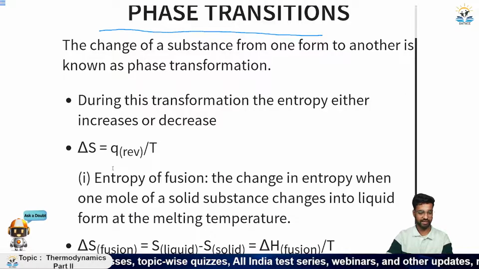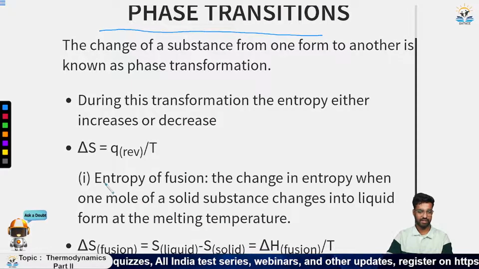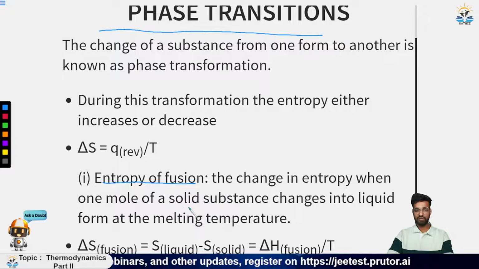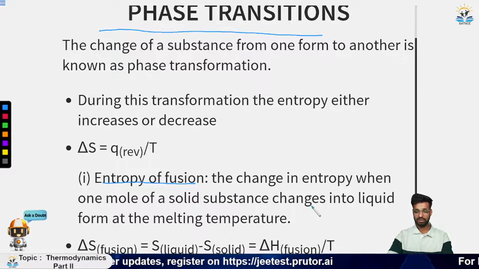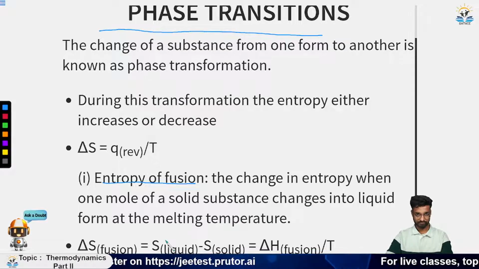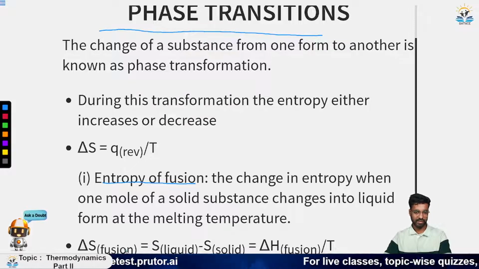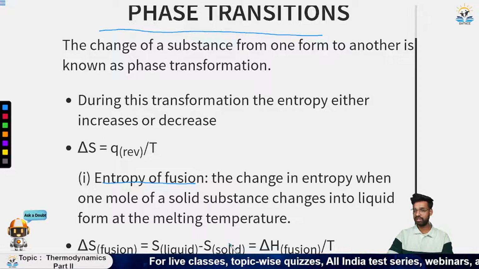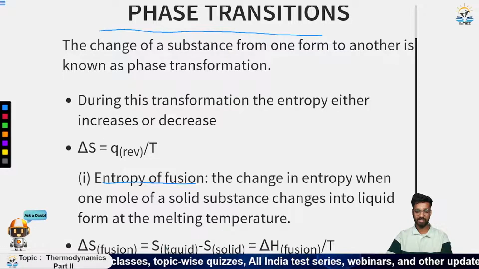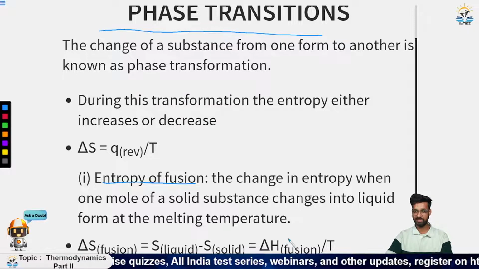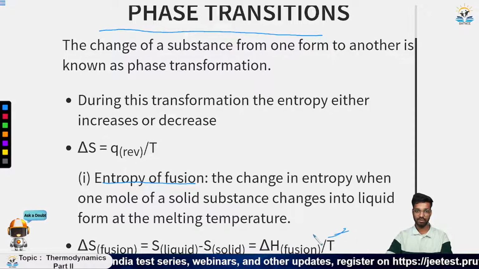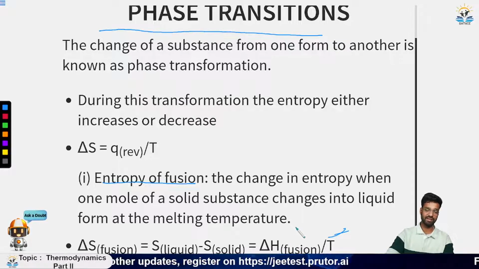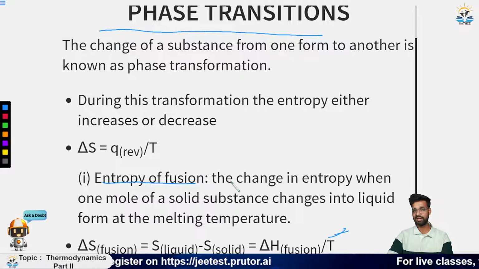Now this is the first one we are taking. It is the entropy of fusion. So what is fusion? It is the change in entropy when 1 mole of a solid substance is changed into a liquid at its melting point. So delta S fusion is equal to S liquid minus S solid, since we are going from solid to liquid and liquid is the final state. That will be delta H fusion by T. So here we are using the enthalpy of fusion, as we derived that delta S is equal to delta H by T at constant pressure.